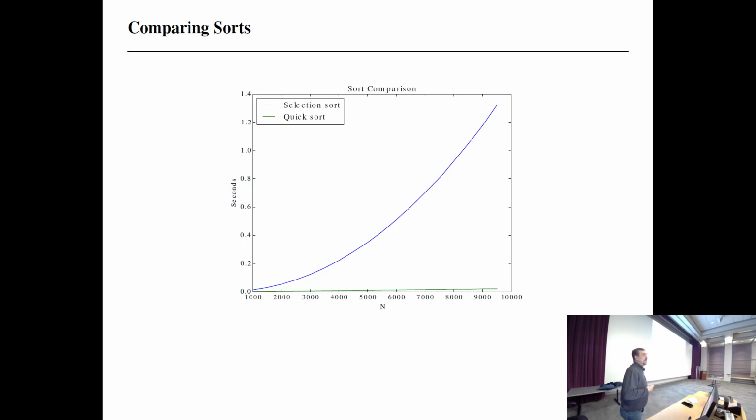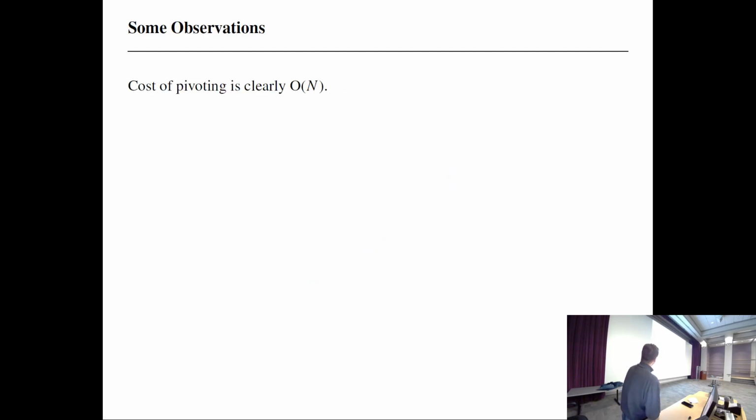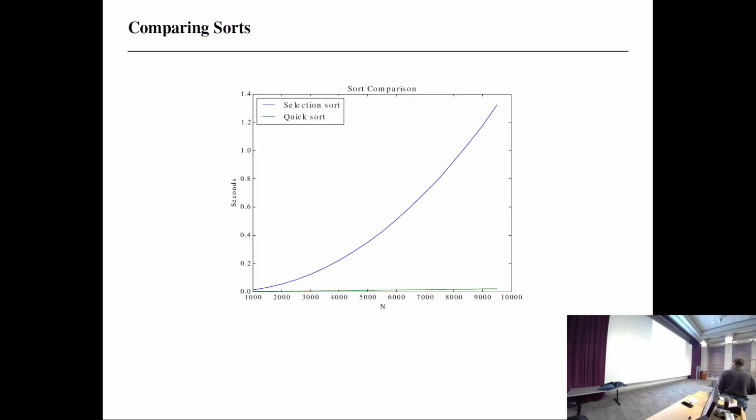You really need to pay attention to this. It's interesting too. Let's dive a little deeper. So, the cost of the pivoting part, we've already talked about. It's clearly order n. It's a scan of the list with some exchanges. The cost of quicksort does seem to be order n log n, which in fact is borne out by this empirical test.